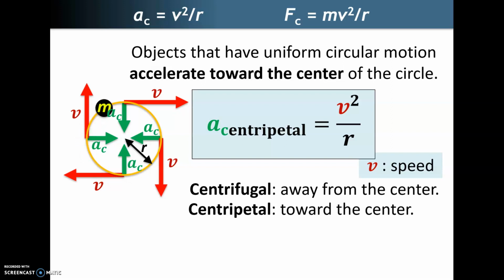So in our diagram here of the object moving in a circular path, at a certain moment, let's say right now, we've got velocity pointing straight to the left and acceleration pointing straight up, because that's pointing towards the center of the circular path.